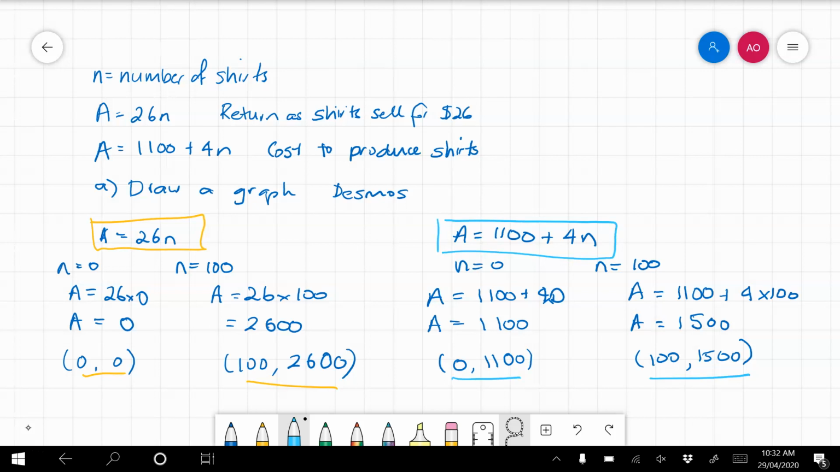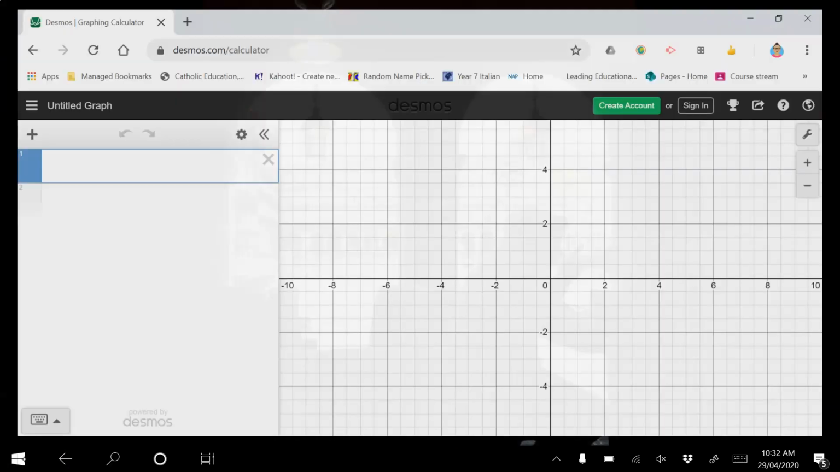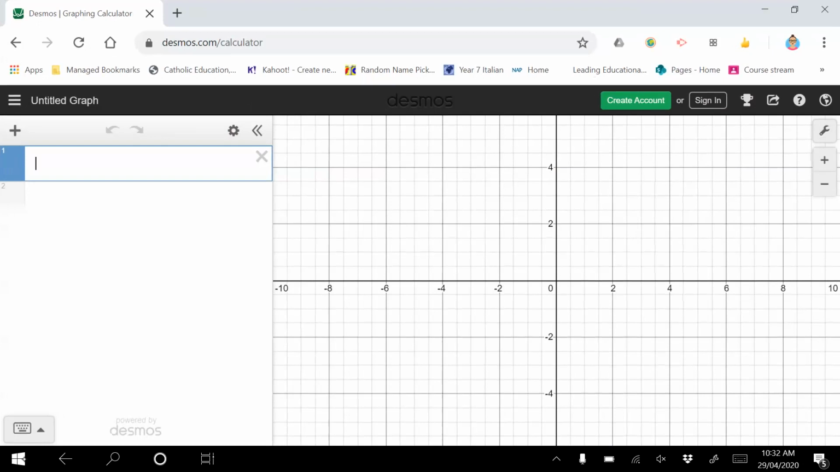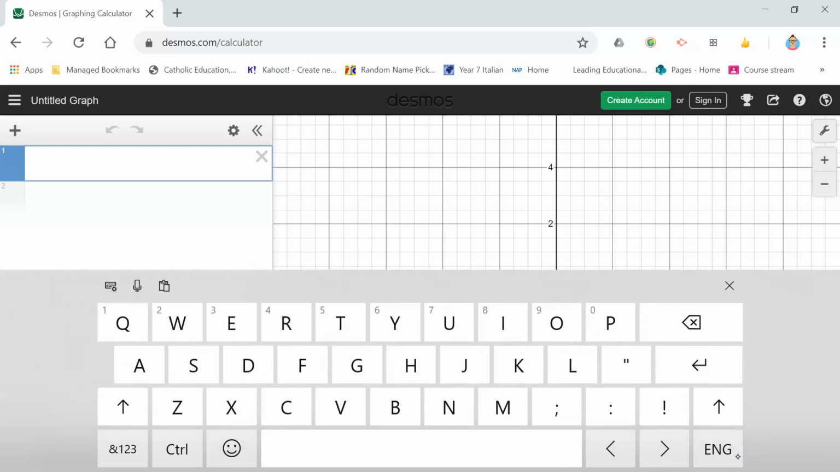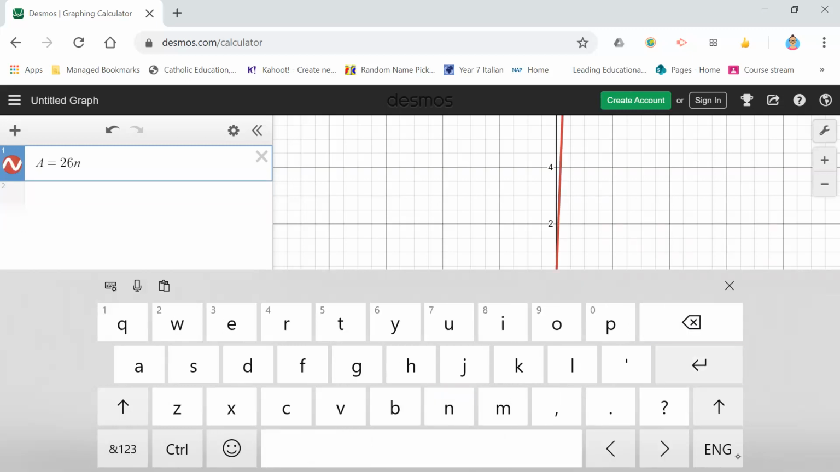That would be horrendous on my tablet, but I'm going to pop over and see if I can show you on Desmos. So I'm praying that I'm still recording. Here we go. I'm going to bring up the keyboard and type in the first equation. A is equal to 26N, and press enter, and there is my first line.